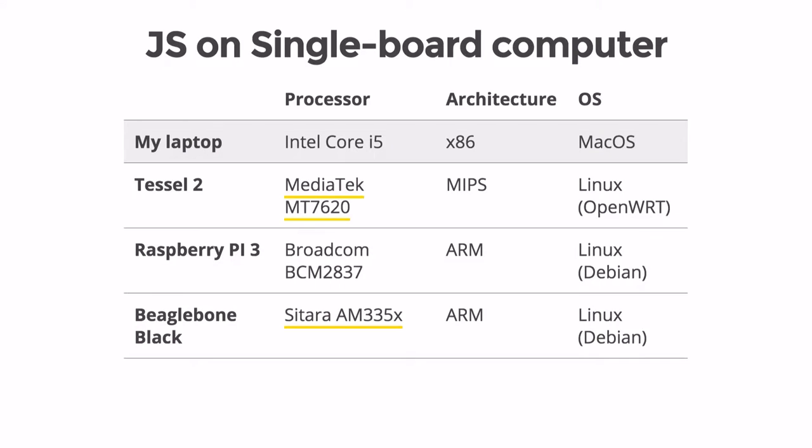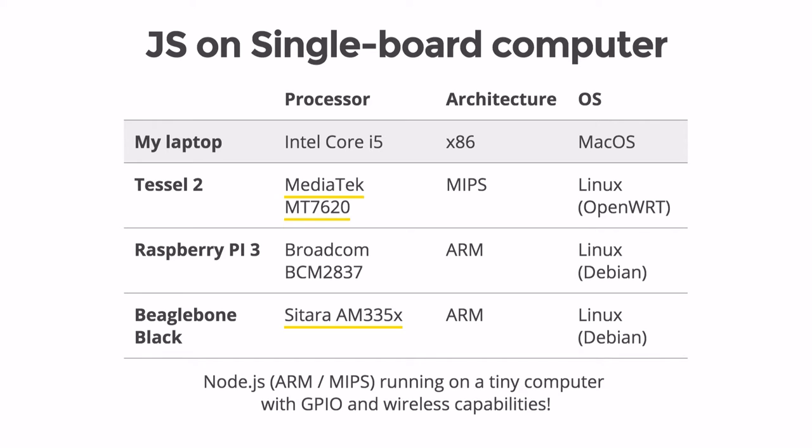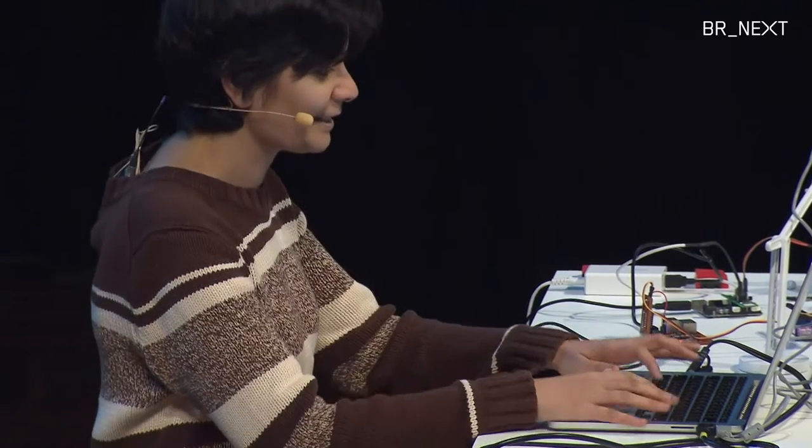So whenever we think of single board computers, think of the concept just like your laptop. It is Node.js, but compiled specifically for ARM or MIPS, running on a tiny computer. But this computer is slightly, or in fact a lot, different than your laptop. Firstly, it has GPIO pins that allow you to connect to hardware. And secondly, sometimes these single board computers also come with wireless capabilities.